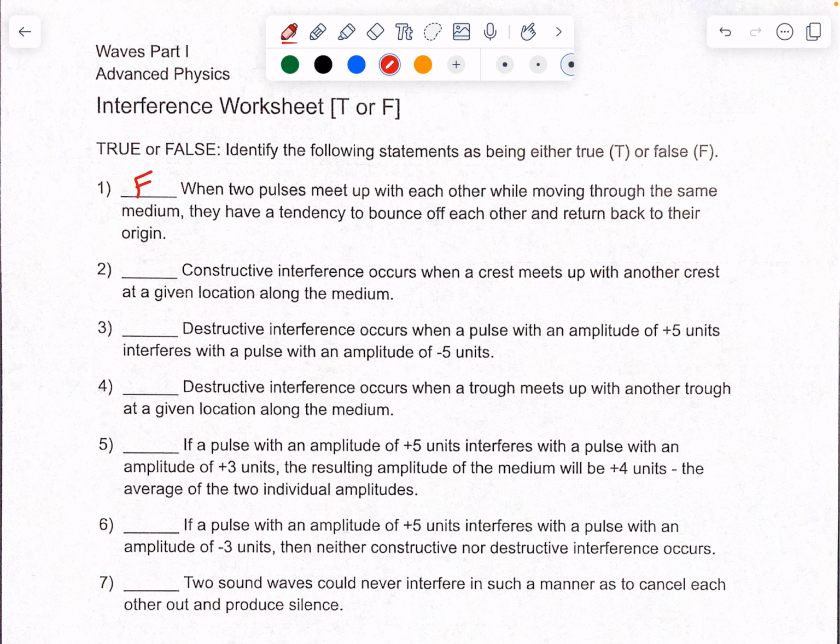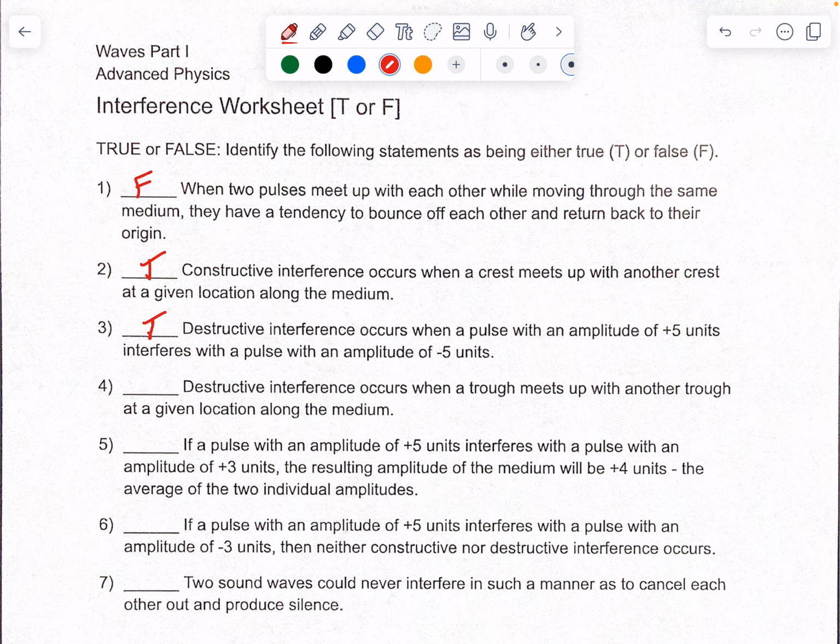Number 2, constructive interference occurs when a crest meets up with another crest at a given location along the medium. That would be true. Number 3, destructive interference occurs when a pulse with an amplitude of +5 units interferes with a pulse of -5 units. They're not going to make each other even bigger. They're actually going to try to cancel each other out. So this is true.